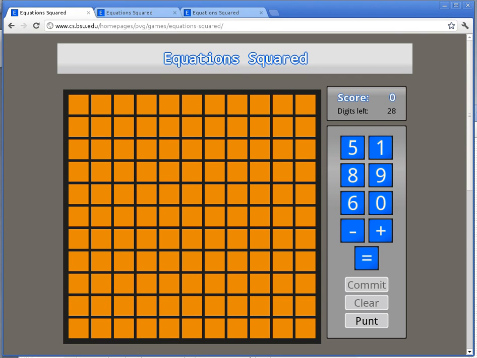Hi, this is Paul Gistwicki, and I would like to show you my entry to the ETS Math Assessment Game Challenge. My game is called Equations Squared, and it's designed around the equations and variables learning progression.